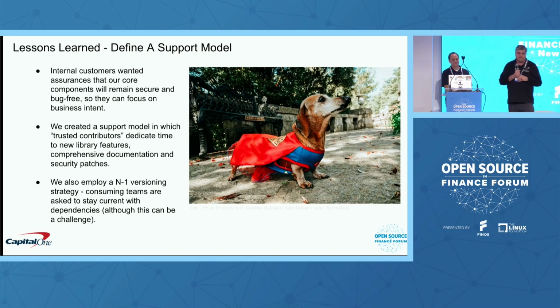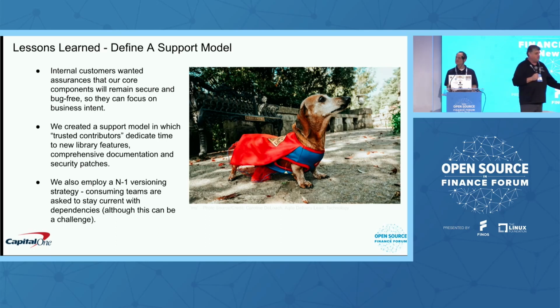We also learned that we had to define a clear support model. Internal customers wanted to know that their core components would remain secure and bug-free so that they can focus on their business intent. So we created a support model in which trusted contributors dedicate time to the new library features with comprehensive documentation, which is required, and security patches.